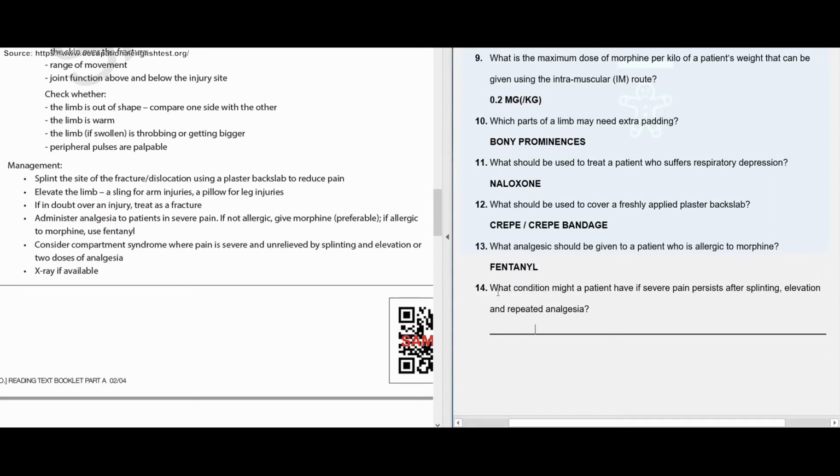Now 14. What condition might a patient have if severe pain persists after splinting, elevation and repeated analgesia? It's in the same text in the 5th point. Consider compartment syndrome when pain is severe and unrelieved by splinting and elevation or 2 doses of analgesia. So answer for question number 14 is compartment syndrome.